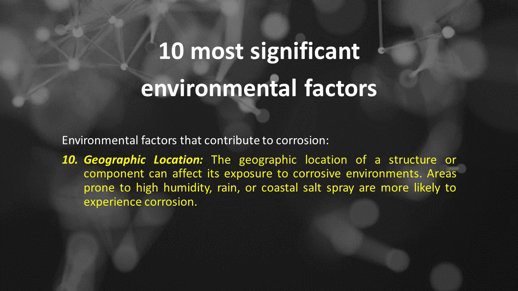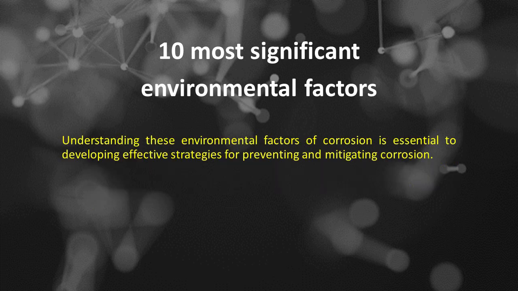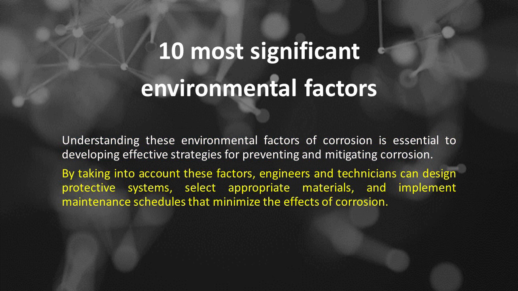Number 10 is called geographic location. The geographic location of a structure or component can affect its exposure to corrosive environments. Areas prone to high humidity, rain, or coastal salt spray are more likely to experience corrosion. Understanding these environmental factors of corrosion is essential to developing effective strategies for preventing and mitigating corrosion. By taking into account these factors, engineers and technicians can design protective systems, select appropriate materials, and implement maintenance schedules that minimize the effects of corrosion.